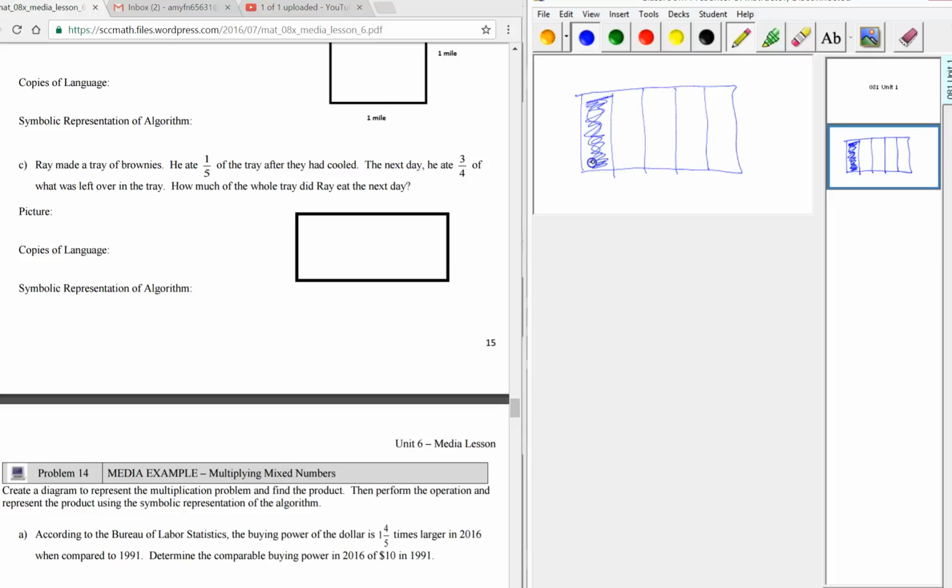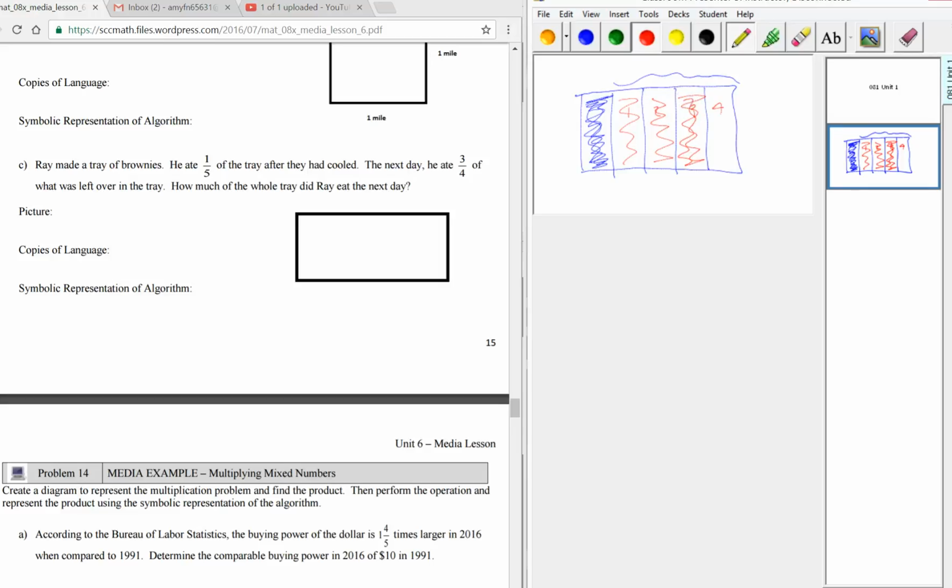So notice we shaded what he ate, but then next it talks about he ate 3/4 of what was left over in the tray. So now this is what we're using as our unit to find 3/4 of this amount, which is 3/4 of 4/5. Okay, so one thing your students may notice, which would be fantastic, is that if we take 3/4 of what remains, if we're thinking of this as our unit, there's 4 pieces, and 3/4 would be 3 of these.